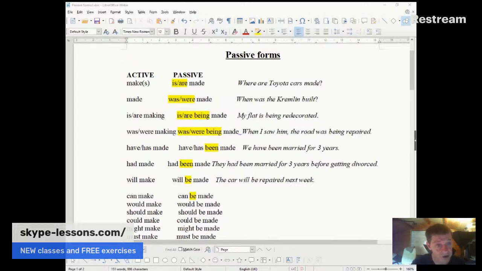And yes, you can put going to into passive. You can say is going to be repaired next week. I think you hear will be repaired more often than is going to.